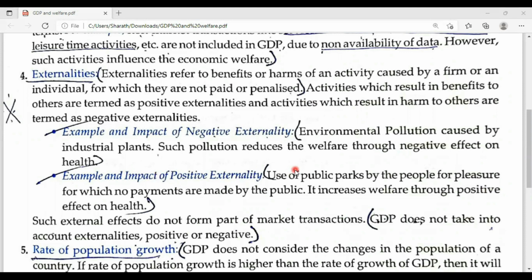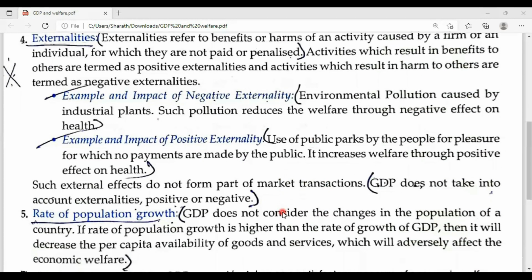When it comes to positive externalities, an example is public parks. The people who get pleasure from public parks pay nothing for it. That is treated as a positive externality, because it has a positive effect on health. You could quote some more examples for better understanding. These kinds of externalities cannot be considered as a part of GDP. This area is totally neglected by GDP.